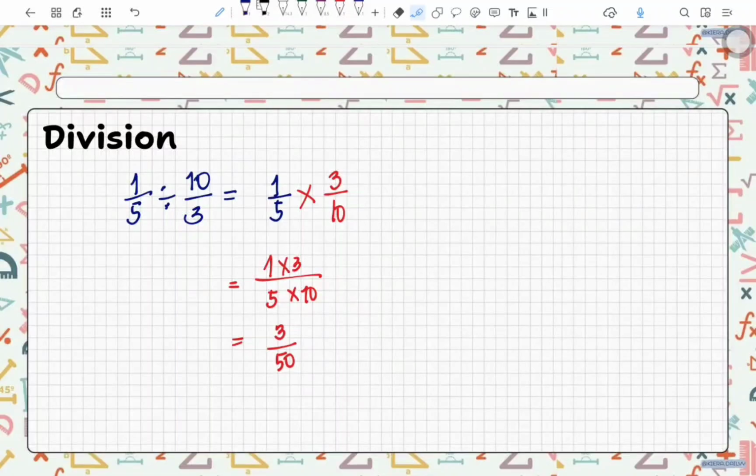So I will be putting here extra homework that you can do for your operations in fractions.